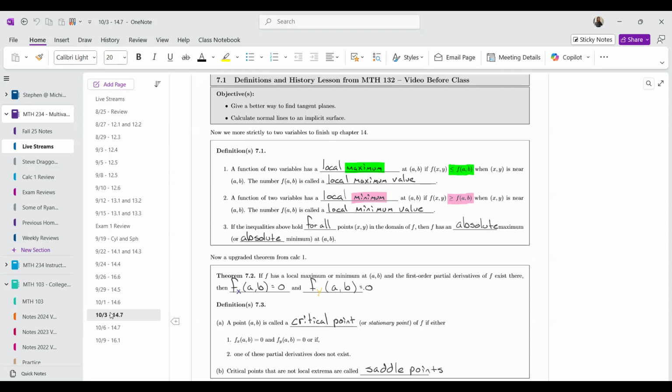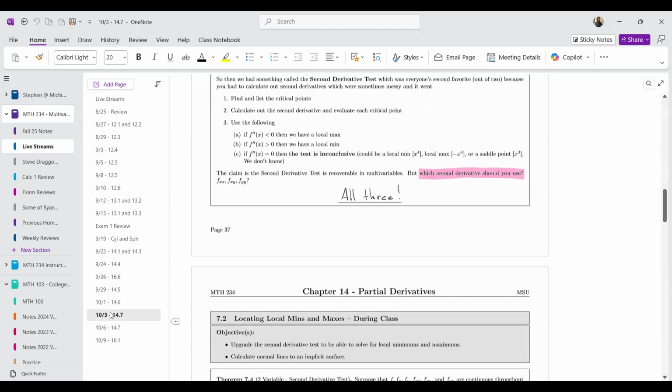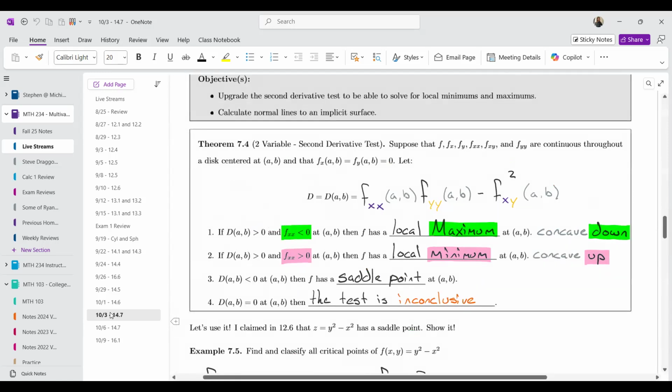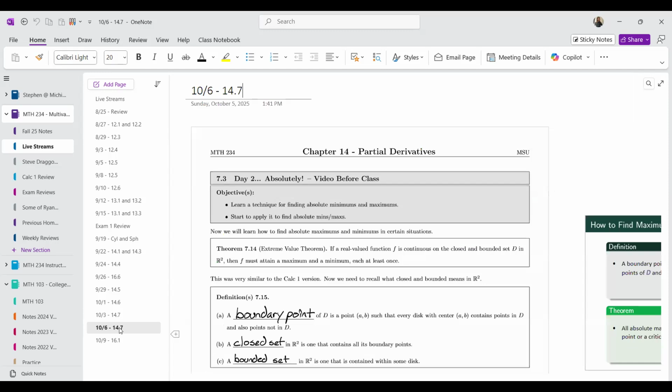If it's concave down, it's a maximum. If it's concave up, it's a minimum. We had this super fun second derivative test right here. We have to look at three different types of second derivatives all at once. But as long as we found that the x and y concavities matched each other, we probably could find the local maximum or minimum. So that was last time. Now it's this time.